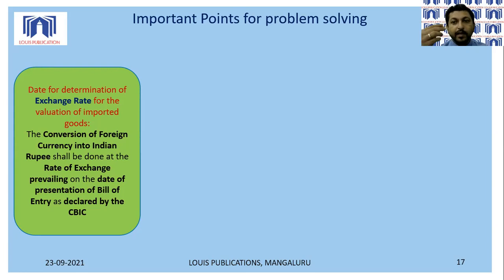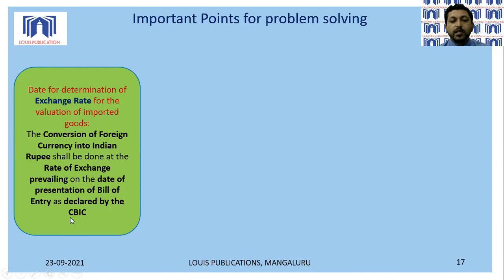So when is the importer presenting the bill of entry to the customs authority? So the date of presentation of the bill of entry, on that date, what is the conversion rate? What is the currency conversion rate? That value will be taken. And for conversion, the amount as specified or declared by the CBIC.